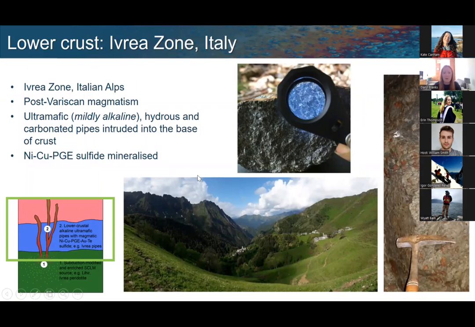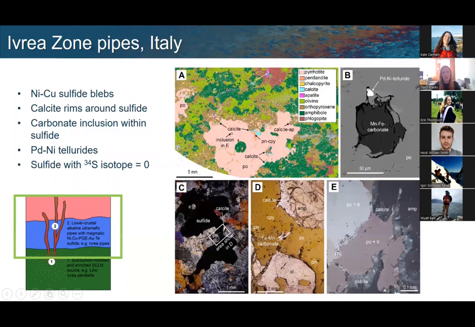And these are host to sulfide mineralization, which was actually mined during the First World War. But it's the sulfides that were of interest here. So this was the first locality where there were reports that we had carbonate with sulfide. And what we can see is that we've got these centimeter-sized sulfide blebs, primarily comprising pyrrhotite, pentlandite, and chalcopyrite.